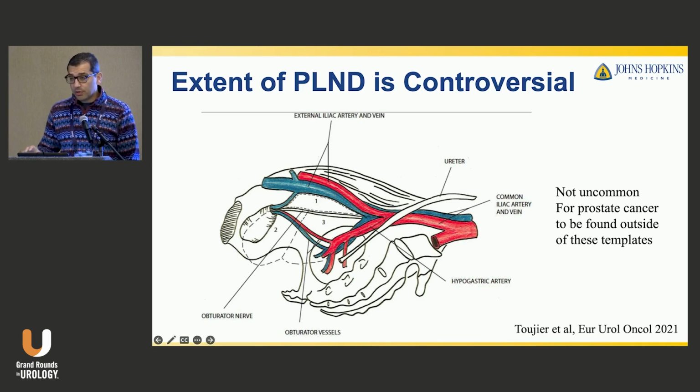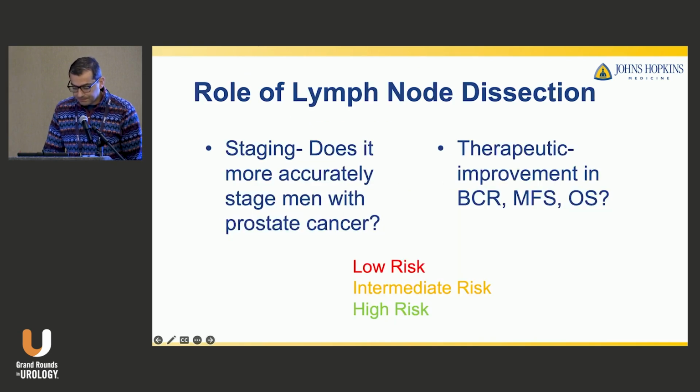But I think it's important to note that prostate cancer does not have a sentinel lymph node like area of drainage. The drainage can be quite variable, and it's not uncommon for pelvic lymph nodes to be involved outside of these very commonly described areas that we think prostate cancer likes to spread to. So it's not uncommon to find it outside of these templates.